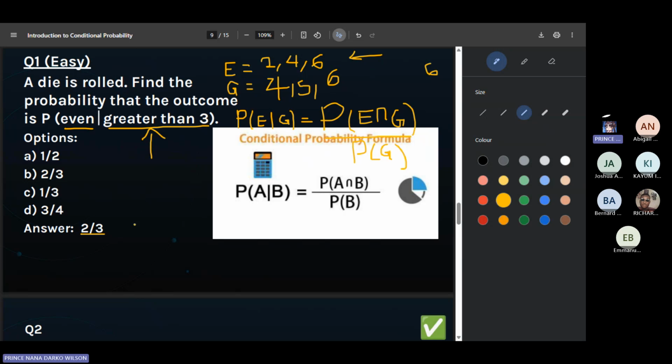Remember that the possible outcomes in a given die are 1, 2, 3, 4, 5, and 6. So now, out of these 6, how many are intersections of E and G? So you may unmute, you may raise your hand and then walk us through that quickly. Out of these 6, how many are intersections in sets E and G?